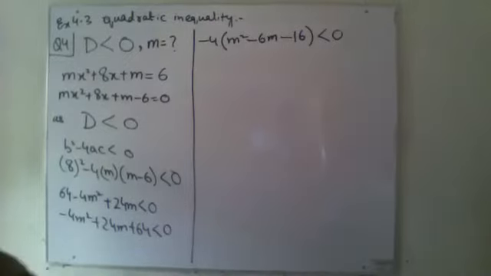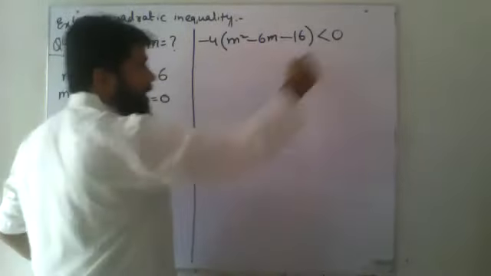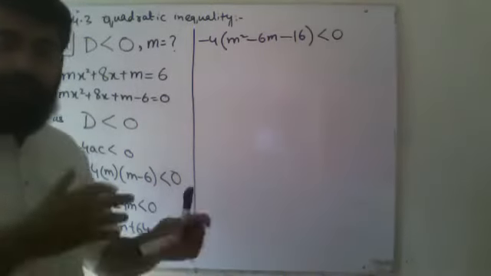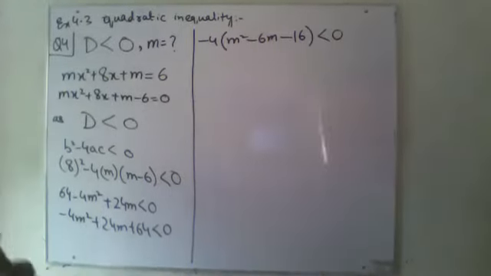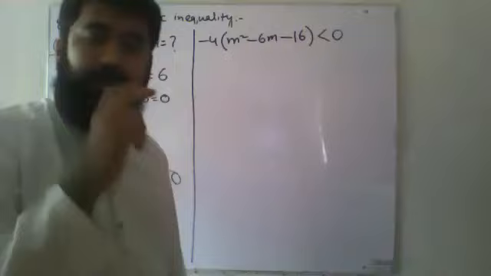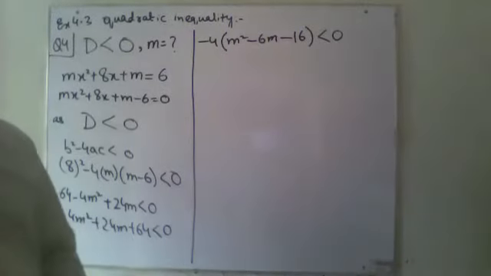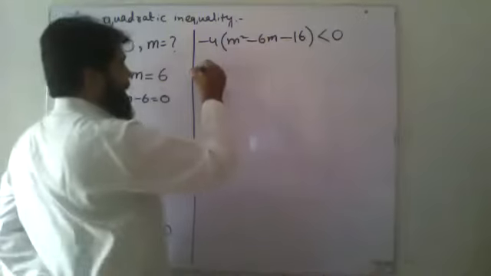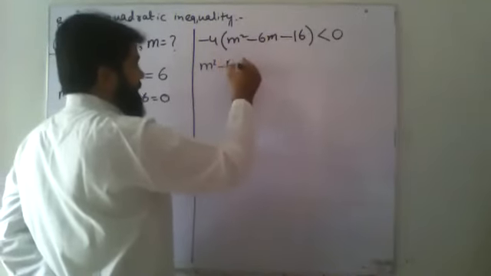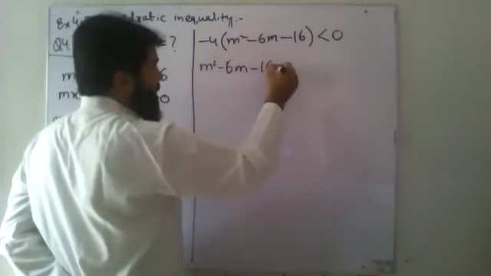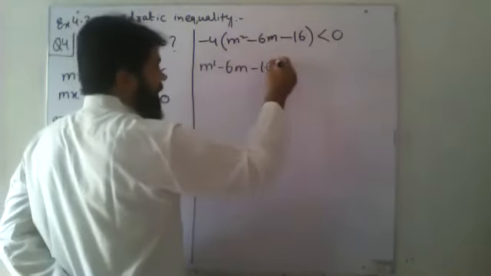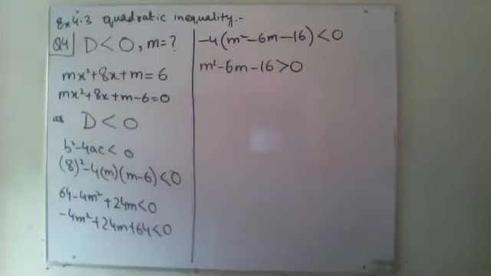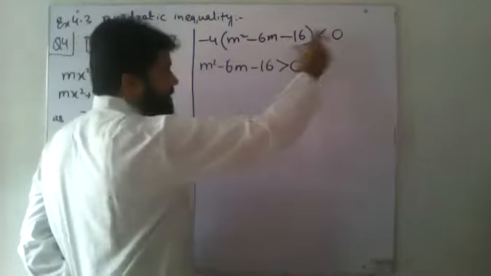Now, what will happen? When I shift this minus 4 over here, it means I am going to divide that side by a negative number. Multiplying or dividing by a negative number will change the sign of the inequality. It means m square minus 6m minus 16, shifting it over here, will become greater than 0. Because I have shifted this minus sign, that's why the sign is changed.